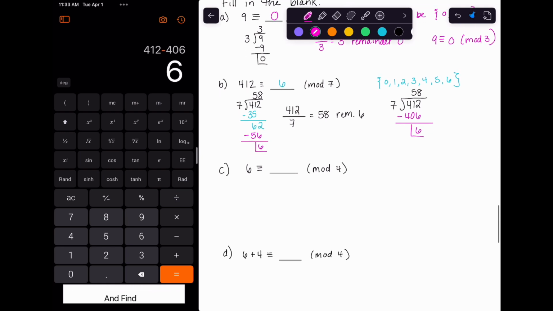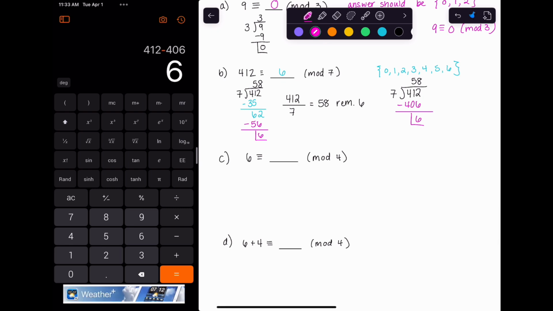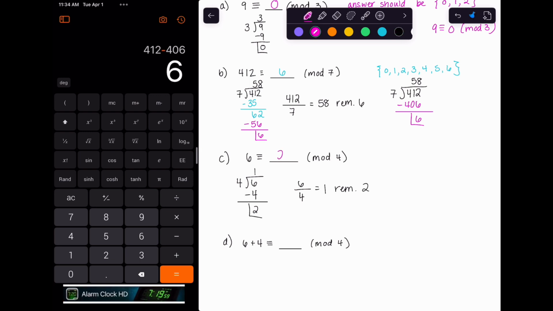So let's try some more examples. We've got 6 is equivalent to what mod 4? So again, I'm starting with 6, and I want to divide it by 4. And really, that just goes in a single time. And hopefully this one's not too terrible. 1 times 4 is 4. So I'm left with a 2. So 6 divided by 4 leaves you with 1, and you have a remainder of 2. So my result is 6 is equivalent to 2 mod 4.